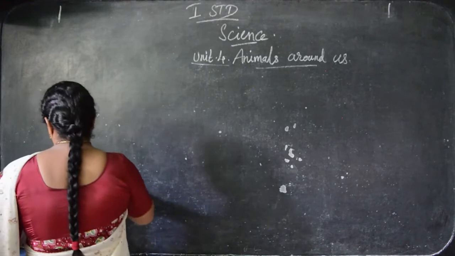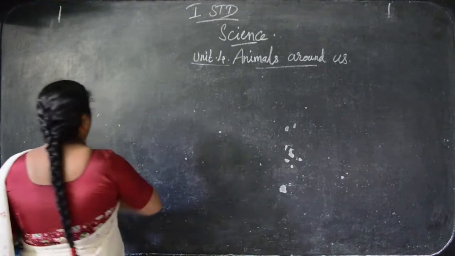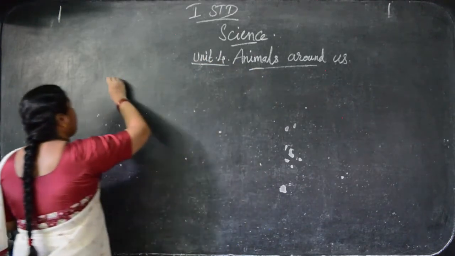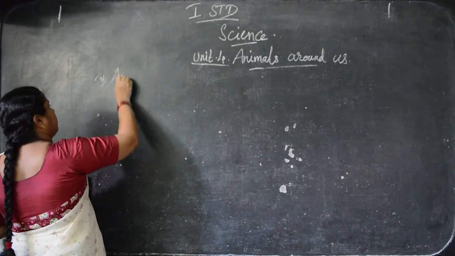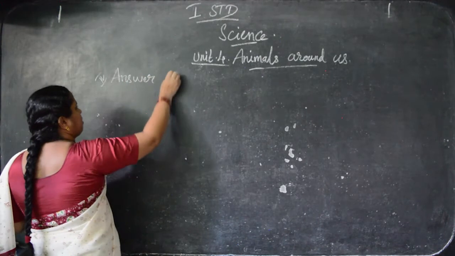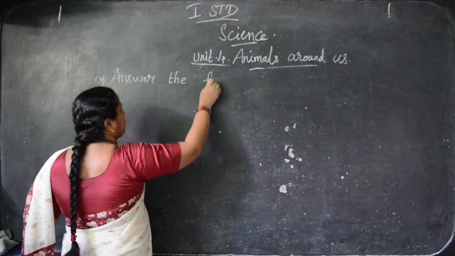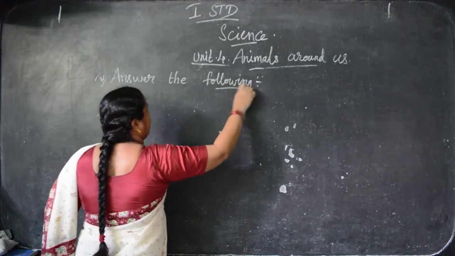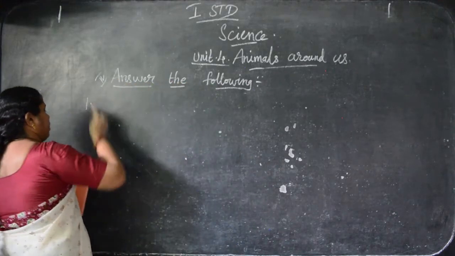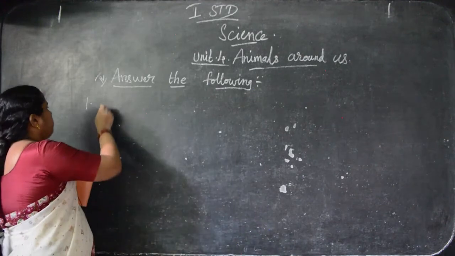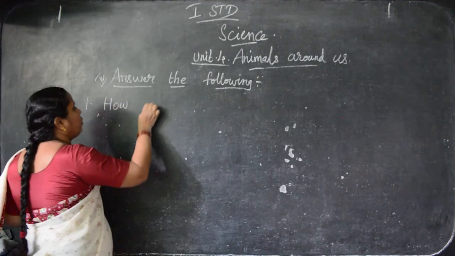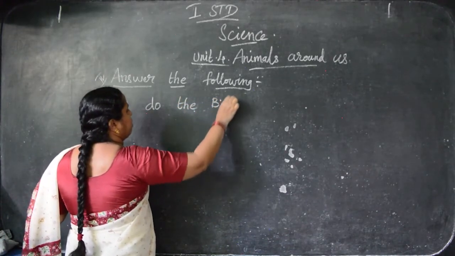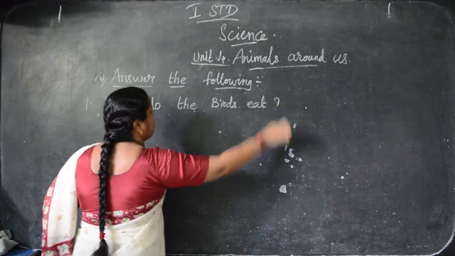Now, answer the following. A-N-S-W-E-R. Answer. Following. F-O-L-L-O-W-I-N-G. Answer the following. First one. How. H-O-W. How. D-O. Do. The. B-I-R-D-S. Birds. E-A-T. Eat. How do the birds eat?